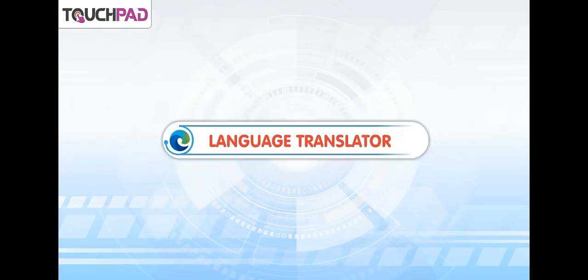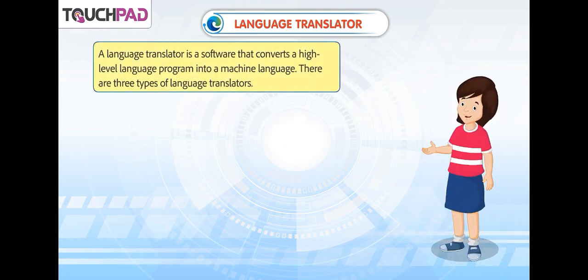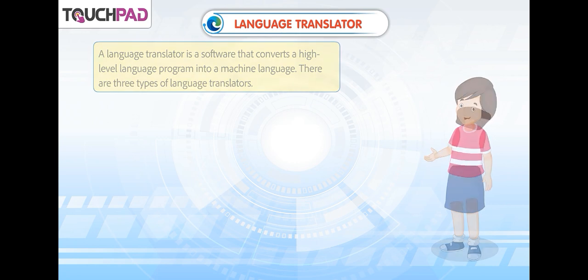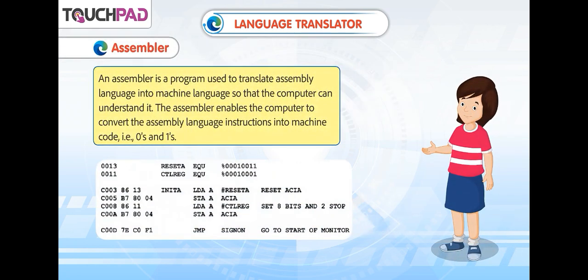Language translator. A language translator is software that converts a high-level language program into machine language. There are three types of language translators. Assembler. An assembler is a program used to translate assembly language into machine language so that the computer can understand it. The assembler enables the computer to convert the assembly language instructions into machine code, that is, zeros and ones.